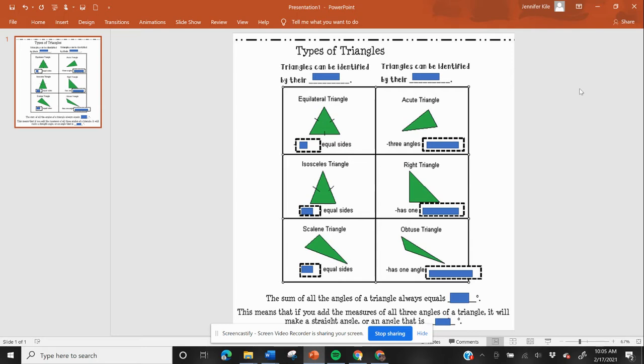Good morning. We are getting ready to start a new unit on geometry. And in geometry, the first thing we're going to look at are triangles. Triangles are something you're probably familiar with from previous grades and previous classes, but we are now going to move beyond just knowing the shape that has three sides and three angles, and we're going to actually identify our triangles with specific names based on the attributes of the triangle.